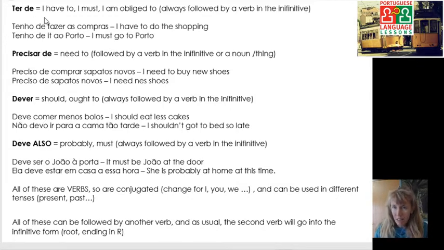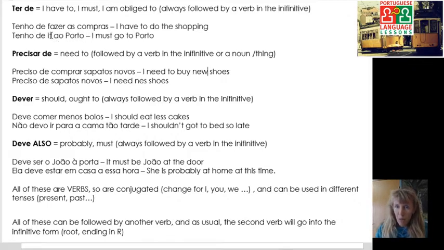So ter de is I have to, I must, I'm obliged to. And we always put the action after it as a verb in the infinitive, the root form ending in R. So for example, tenho de fazer as compras. I have to do the shopping. Tenho de ir ao Porto. I have to go to Porto.